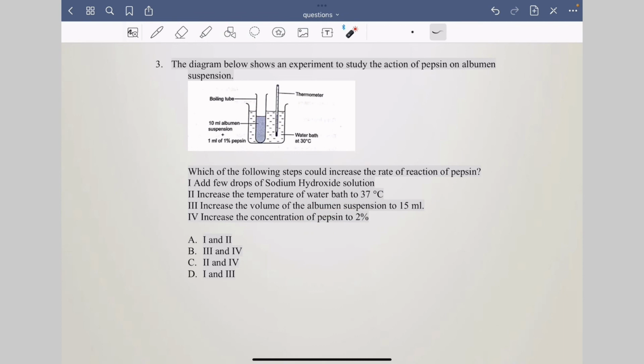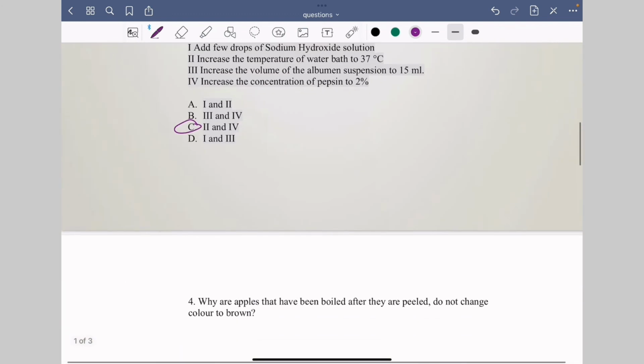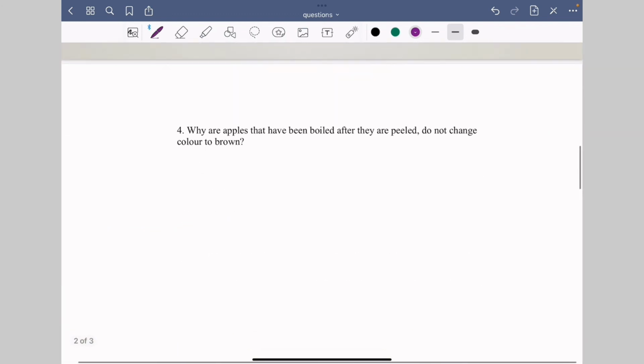Okay, the answer should be 2 and 4. The answer is B, C. Yes, C. And then number 4. Why are apples that have been boiled after they are peeled do not change color to brown?